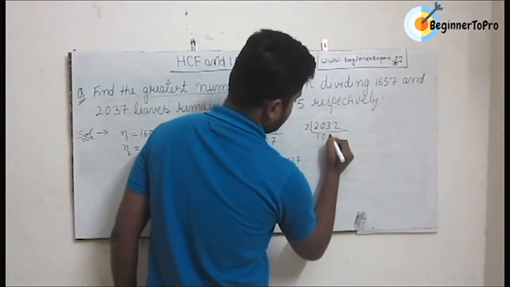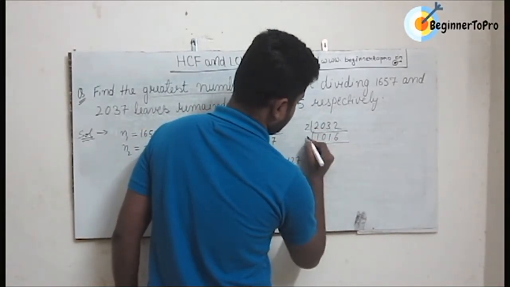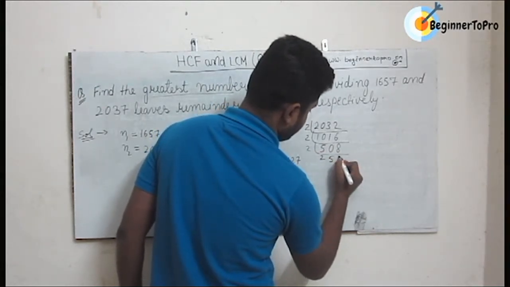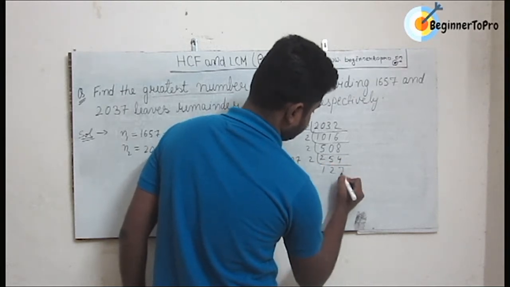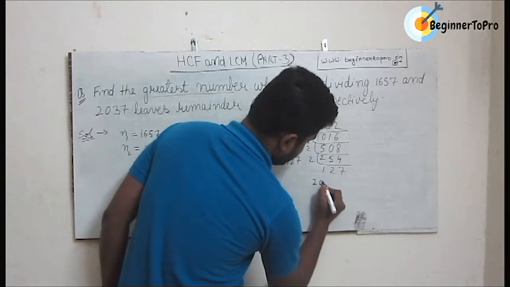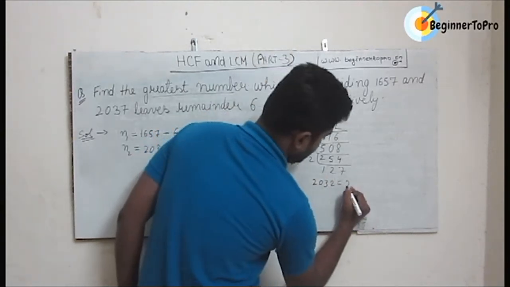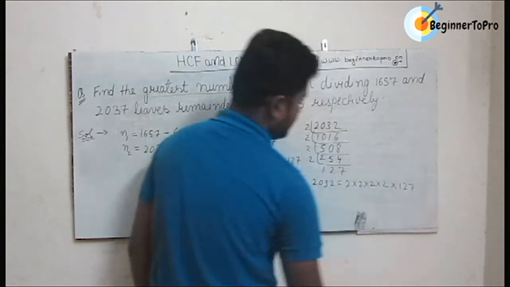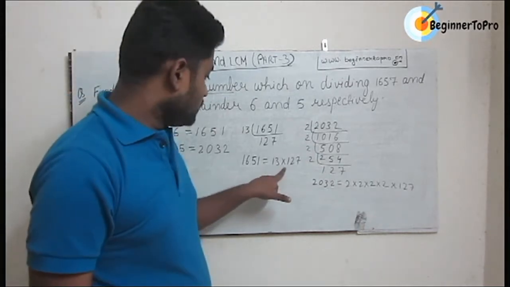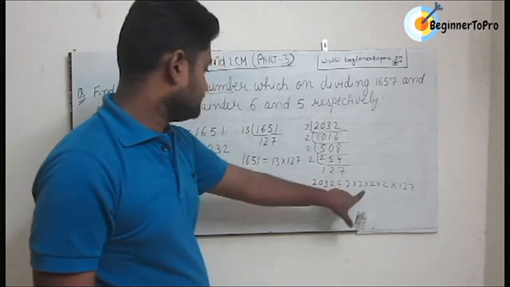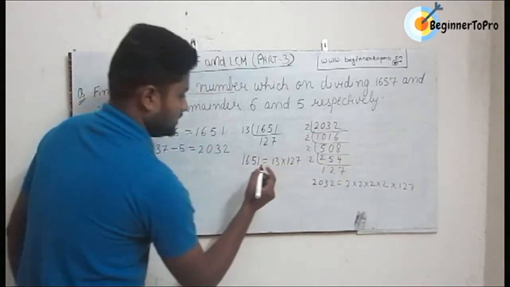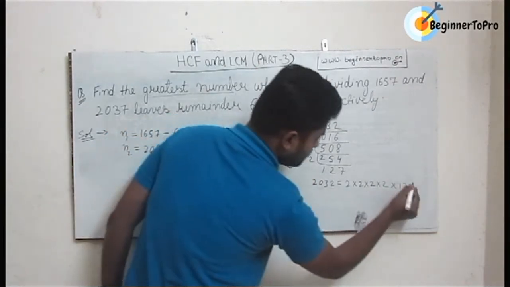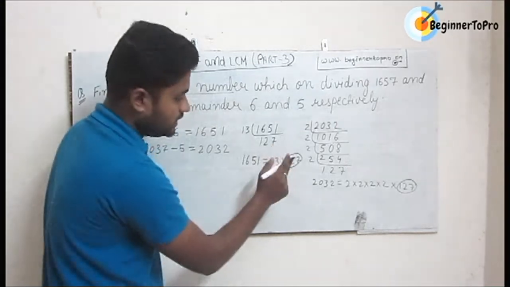Similarly for 2032. So 2032 can be written as 2 into 2 into 2 into 2 into 127. Now, what are the common elements in these two? Only 127. We can see 127 is present here also and here also. So 127 is the only common element.